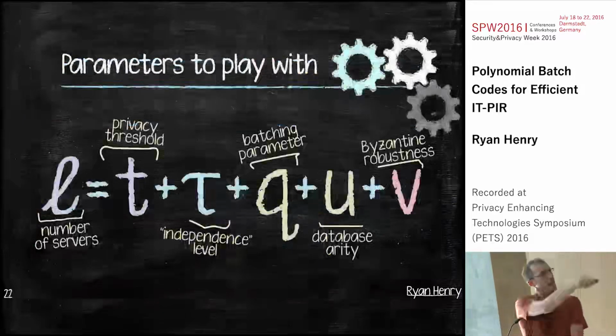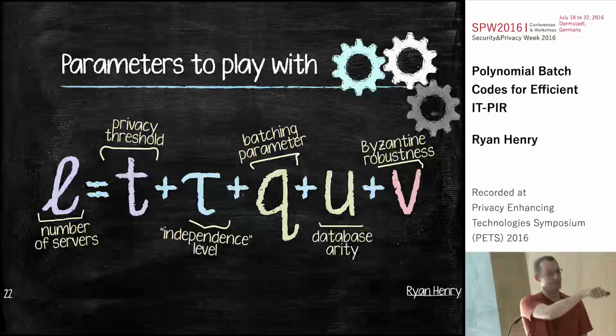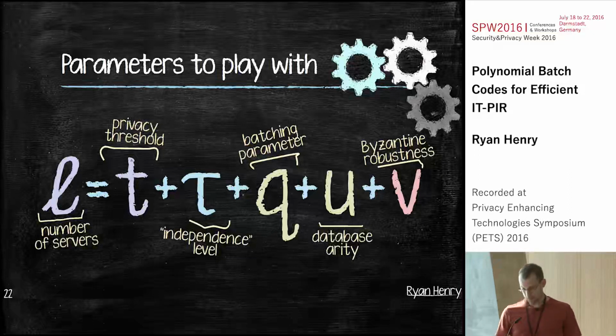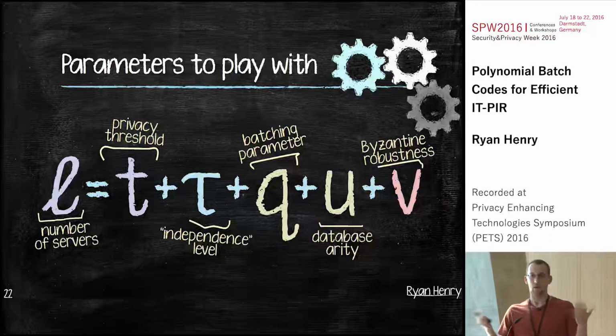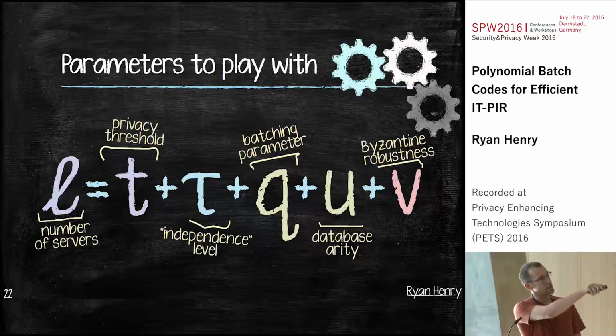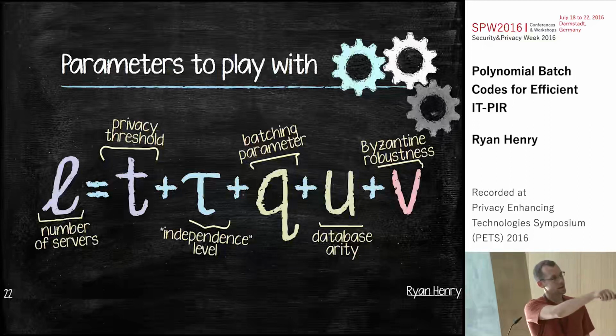So the idea is, if you were happy with this level of robustness, but suddenly we get this level of robustness for free, then we can reallocate some of that robustness to get better throughput. So at the end of the day, the user, or the servers, get to set these parameters however they want. L here is the number of servers, T is that privacy threshold. So what we want to do is keep L and T fixed. We want to say there's this many servers, this many of them can collude, and we get to play with these other parameters. I didn't talk about tau, but it's discussed in the paper.